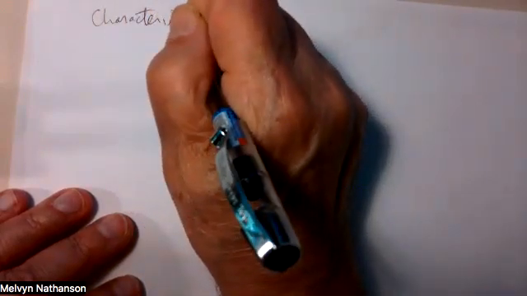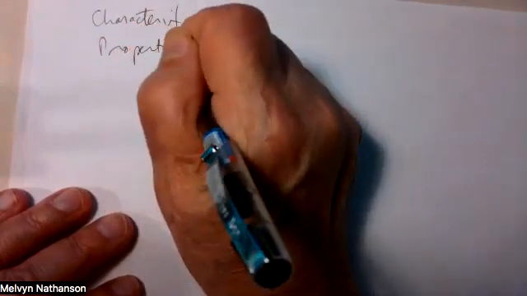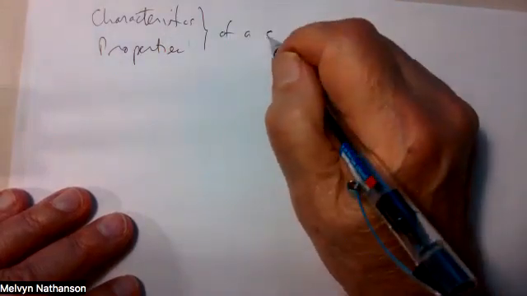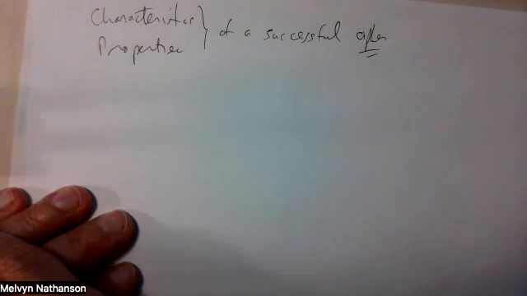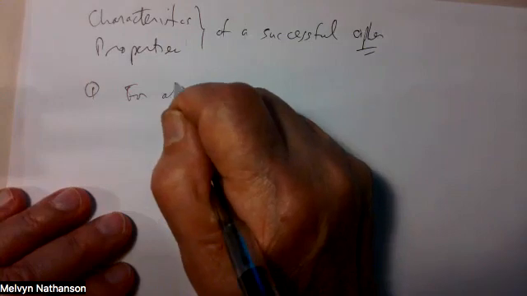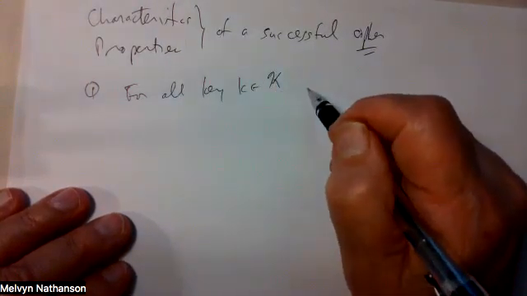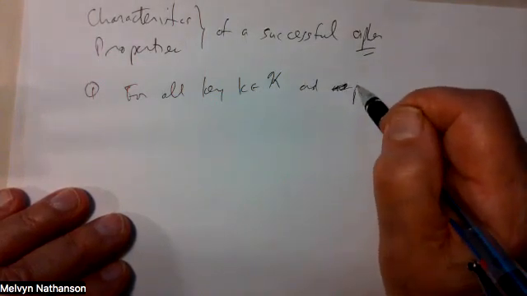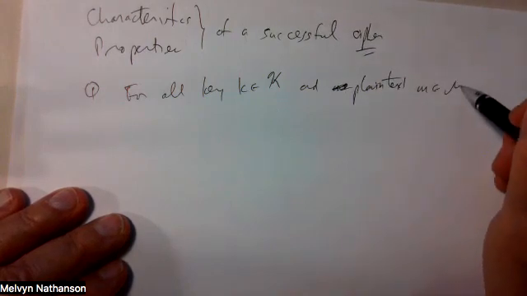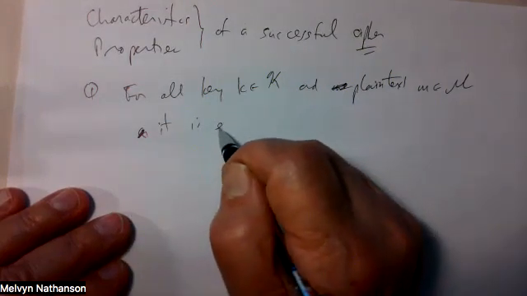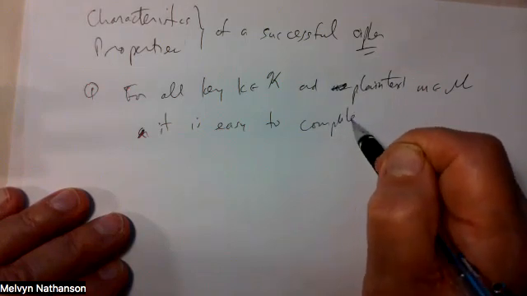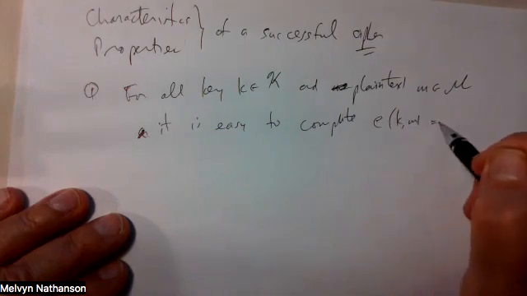So if we want to think about cryptography, what are, let's say, characteristics or properties of a successful cipher? Cipher just means an encryption scheme. So here are some properties we would like. For every key K in the set of keys and plaintext M in the set of possible messages, it is easy to compute E of K, M, which we sometimes write as E sub K of M.